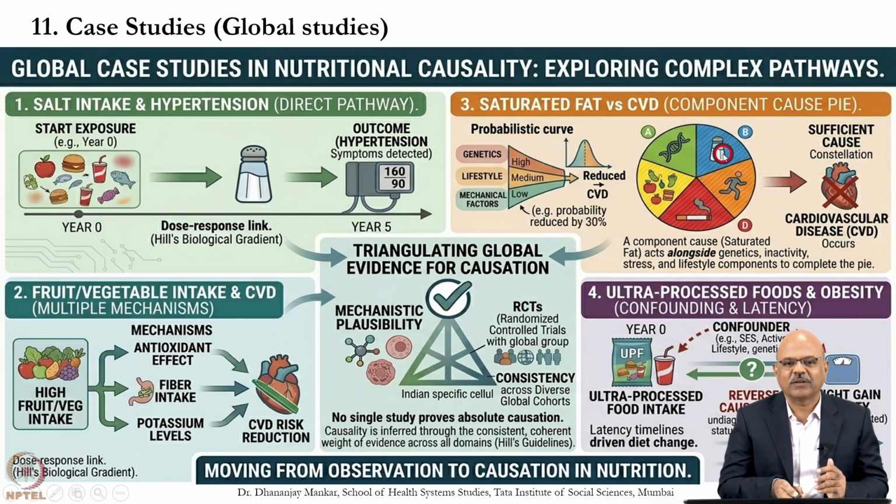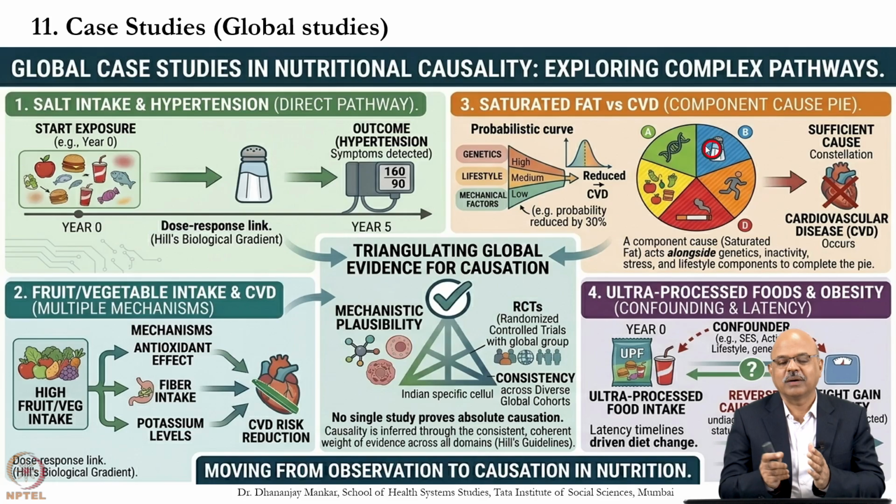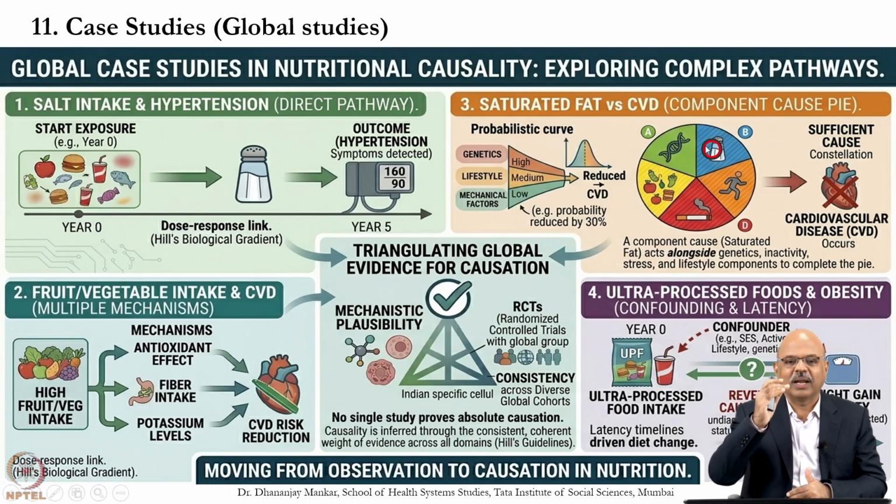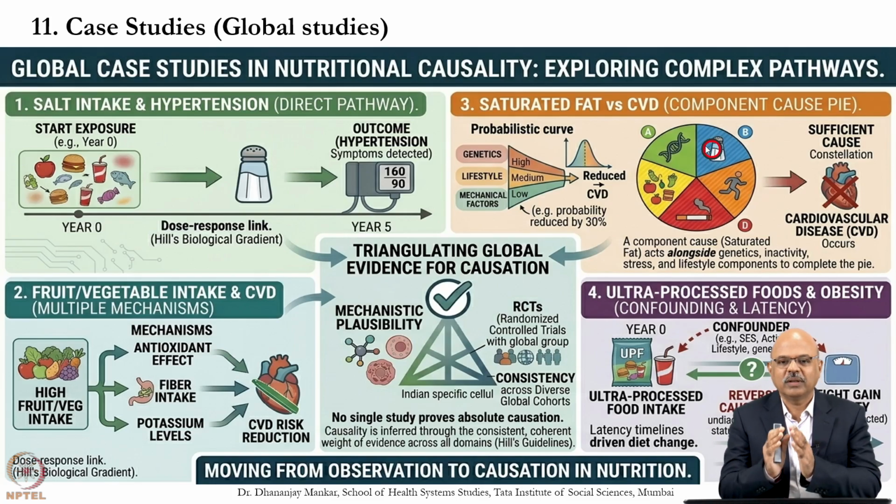Then comes saturated fats. If we talk about the probabilistic curve, you can see genetics high, lifestyle moving towards high intakes, and mechanical factors affecting. You may see reduced CVD if your genetics are lower, and with lifestyle and other factors, the probability reduces by 30%. A sufficient cause is seen if a component cause acts alongside the genetics and causes the effect. So there is a triangulation with global evidence for causation, mechanistic plausibility versus the RCT.